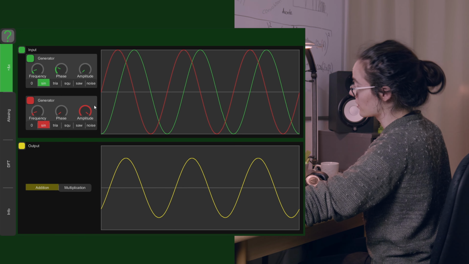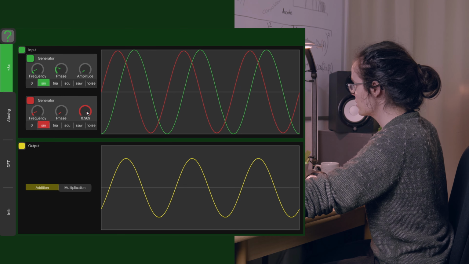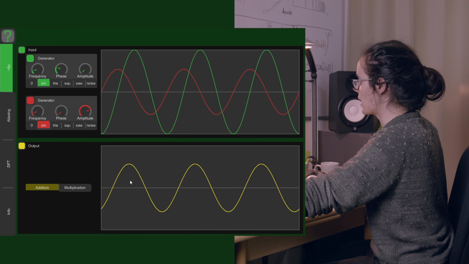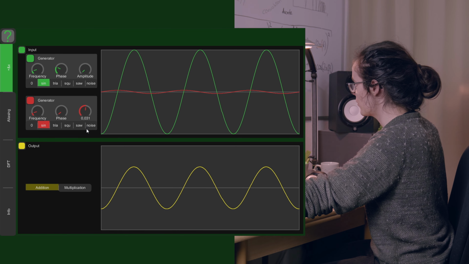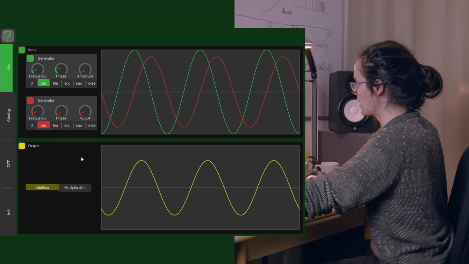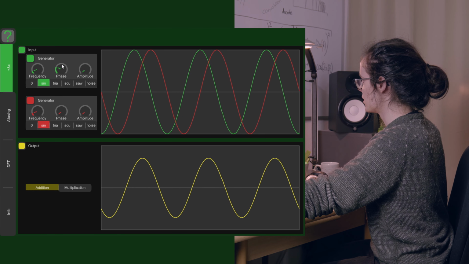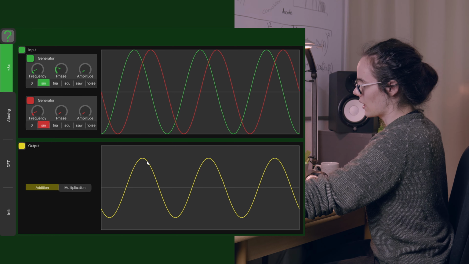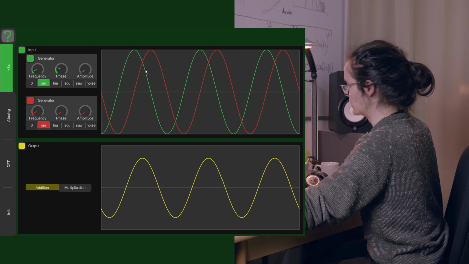Now let's do the same with the red generator. Let's now decrease the amplitude of the red generator. Of course, the amplitude of the output signal decreases again, but also the phase shifts further as well. Let's put it down into the negative values, and you will see the phase has shifted again, right? And the amplitude is back to this half-aligned kind of maximum.